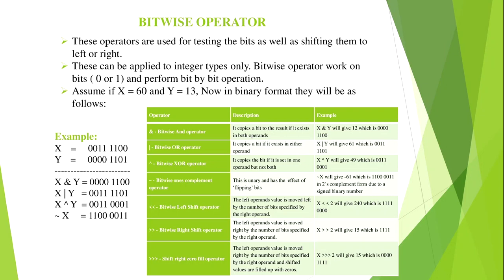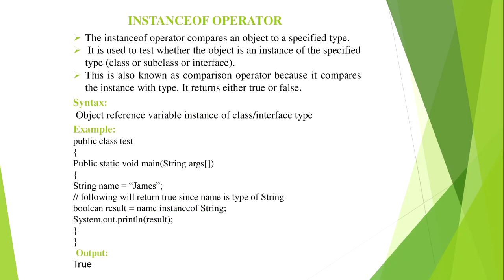And the last one is the shift right zero fill operator, which means the vacant places will be filled up by zeros. Now the next operator is the instanceof operator. If you remember, in the last video I gave one of the operator names, that is, a special operator. The special operators in Java include the instanceof operator and the member selection operator, that is the dot operator. So the instanceof operator is one of the special operators of the Java programming language.